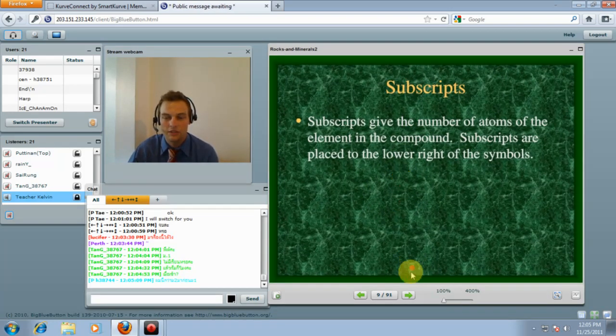compounds and stuff like that. So the subscript, the little number at the bottom right, is very important.